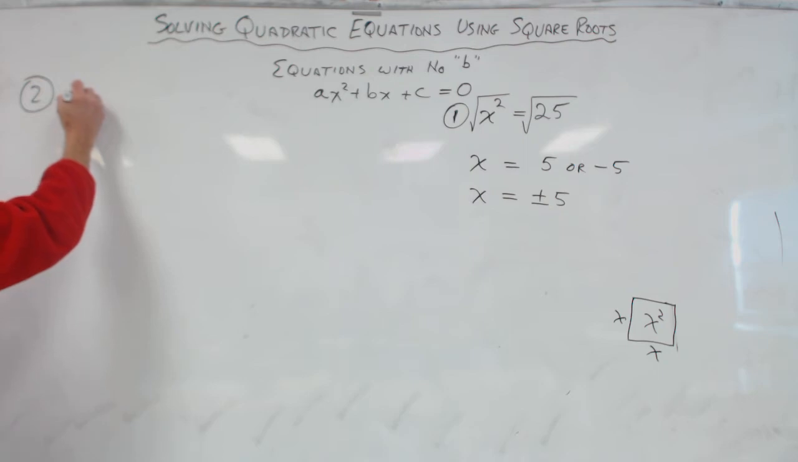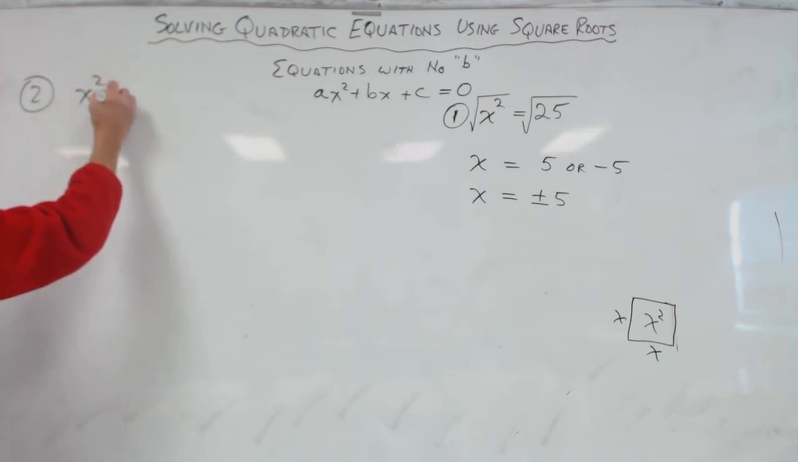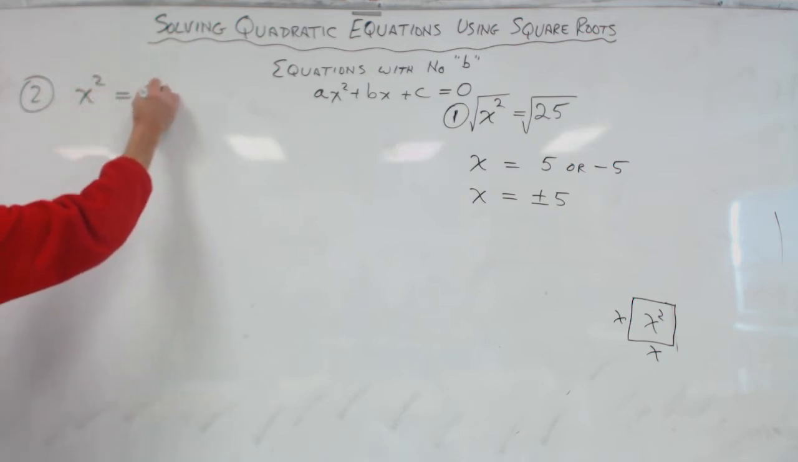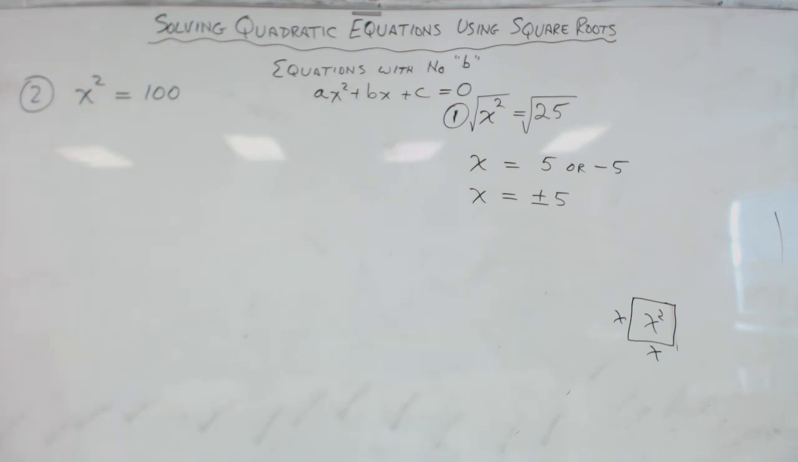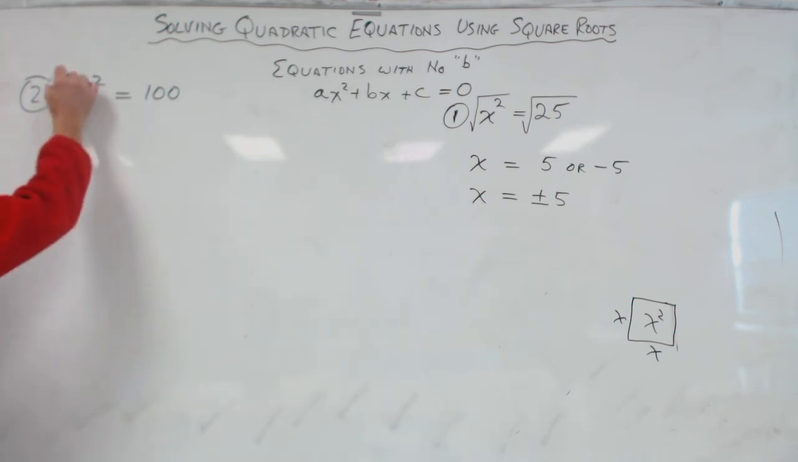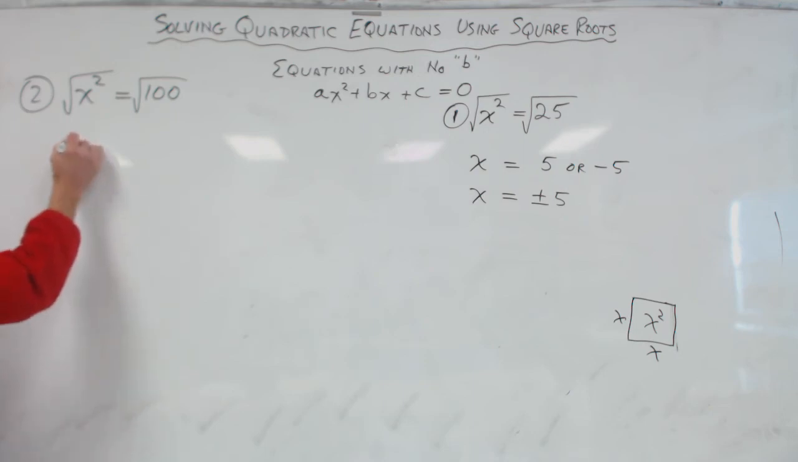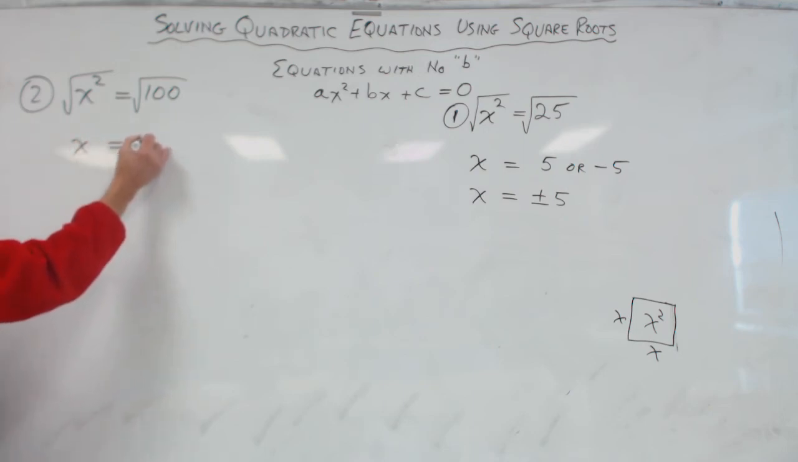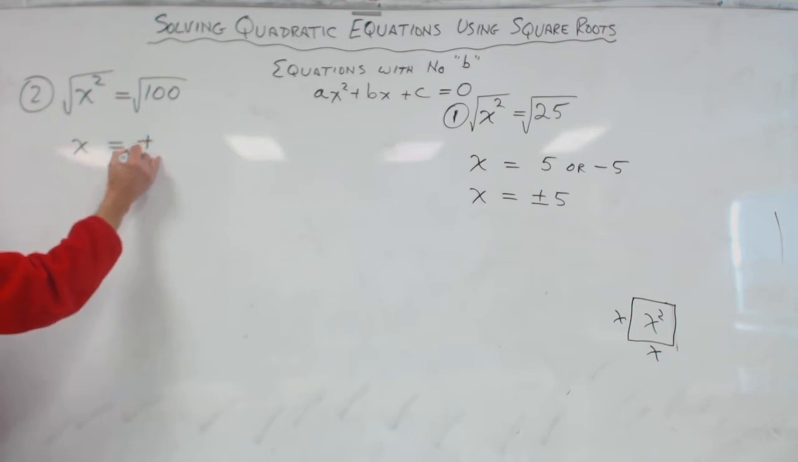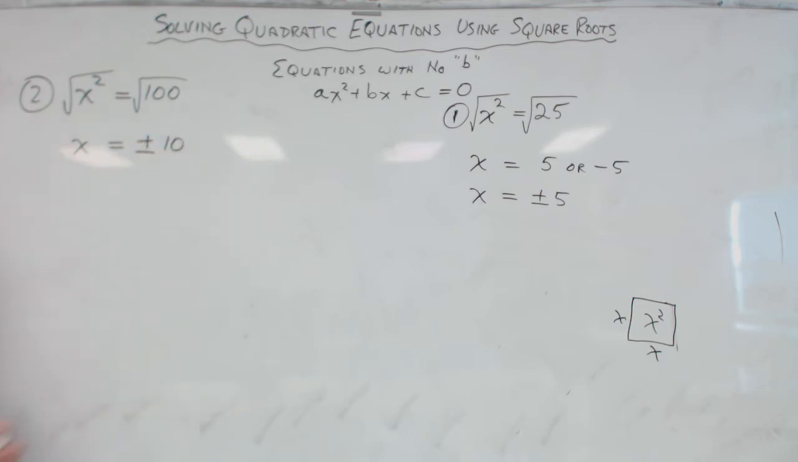Okay. How about I give you x squared equals 100. I square root both sides, right? Now I got x is equal to what? Oh, positive 10 or negative 10. Plus or minus 10. Easy, right? So easy. Okay, now we're going to make it slightly harder.